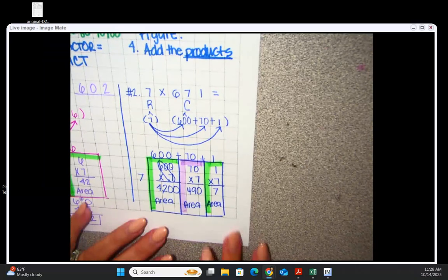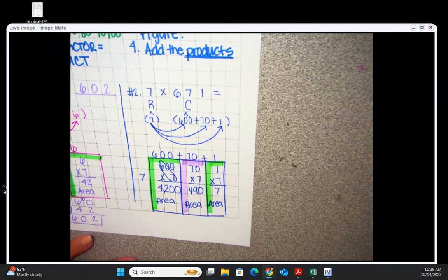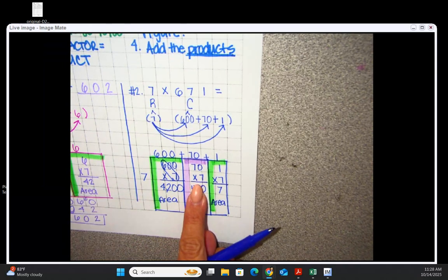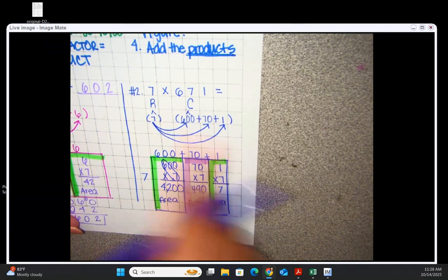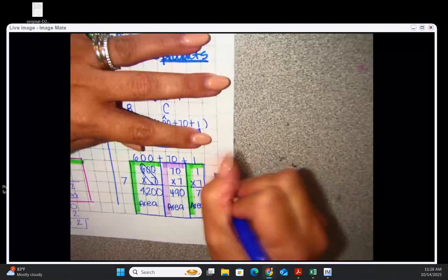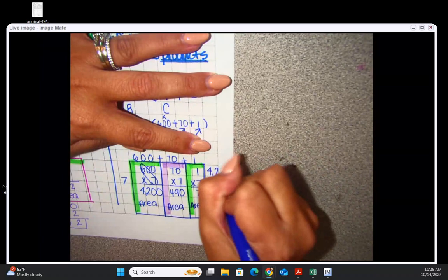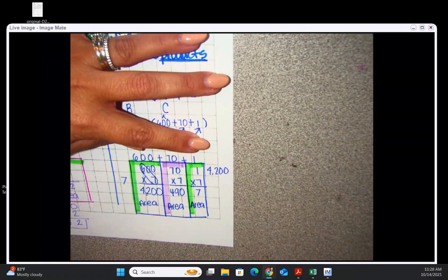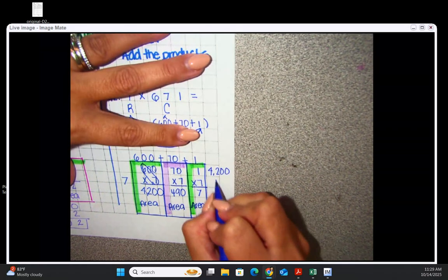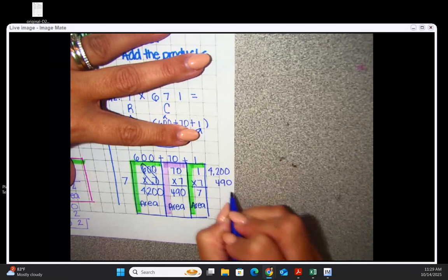Now what do I have to do? I know the area of this one. I know the area of this one. I know the area of this one. But I want to know the whole thing. I'm going to add 4,200. Now I ran out of space, but I'm going to be a problem solver, not a problem maker. And I'm going to write small, chiquito.